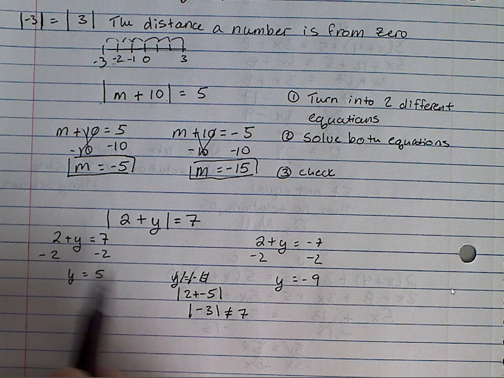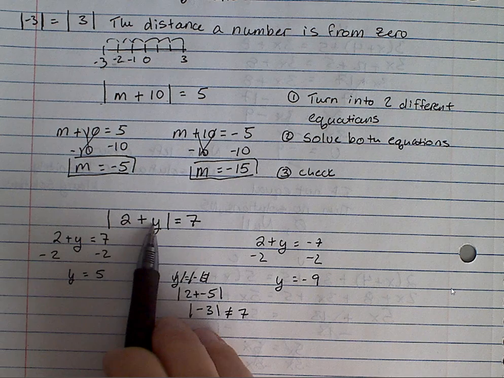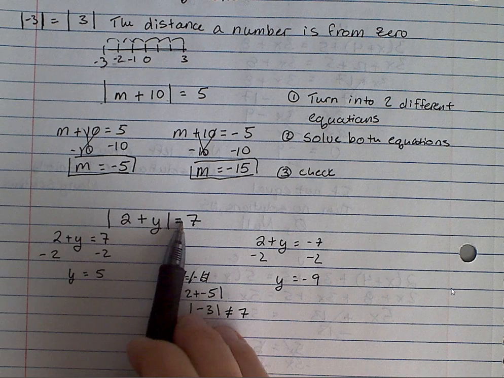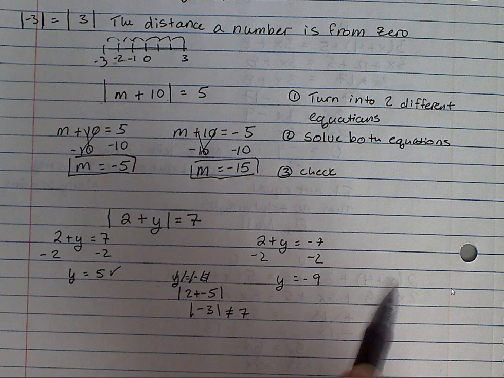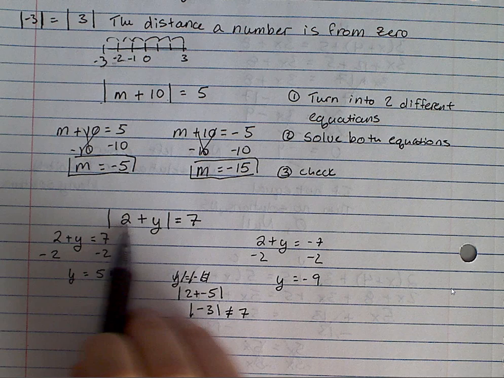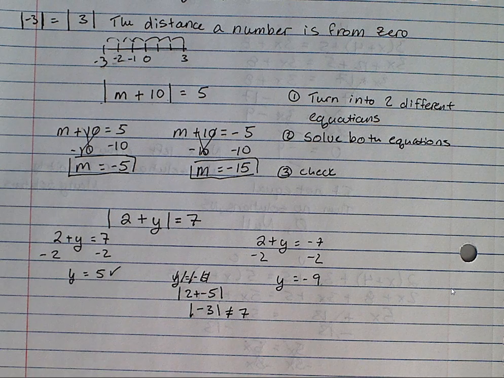So if you put 5 in for y, 2 plus 5 is 7. The absolute value of 7 is 7. This one checks out. And you can do the check for this in your head. You don't have to actually write it out on paper. Negative 9. 2 plus negative 9 is negative 7. The absolute value of negative 7 is 7. That checks. Right?